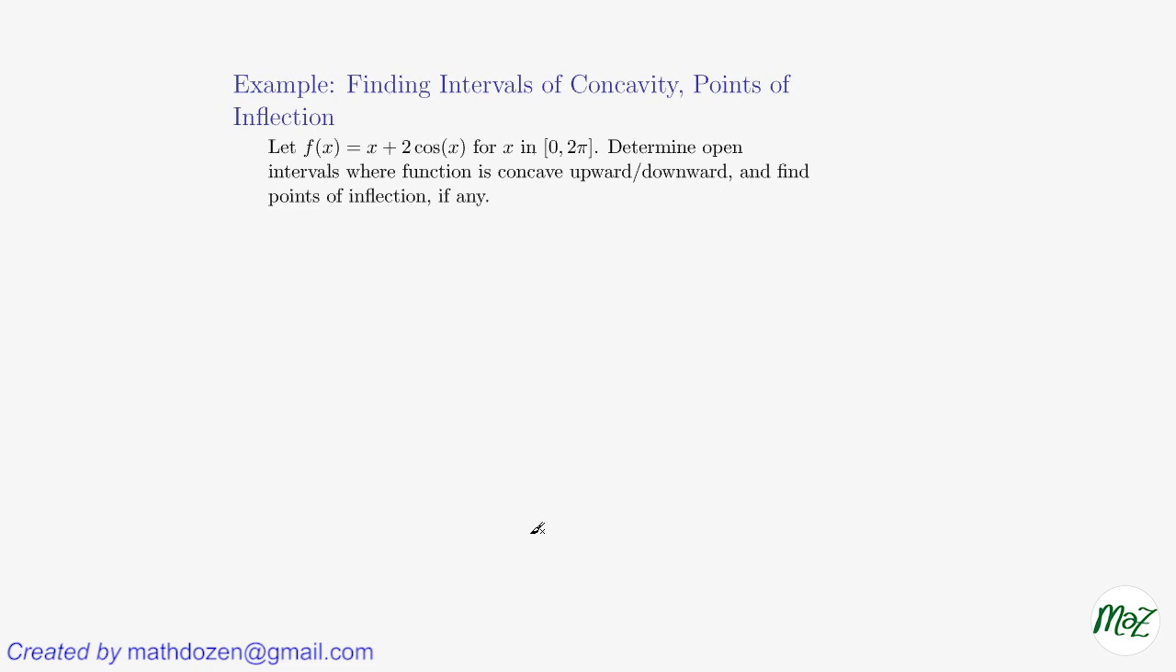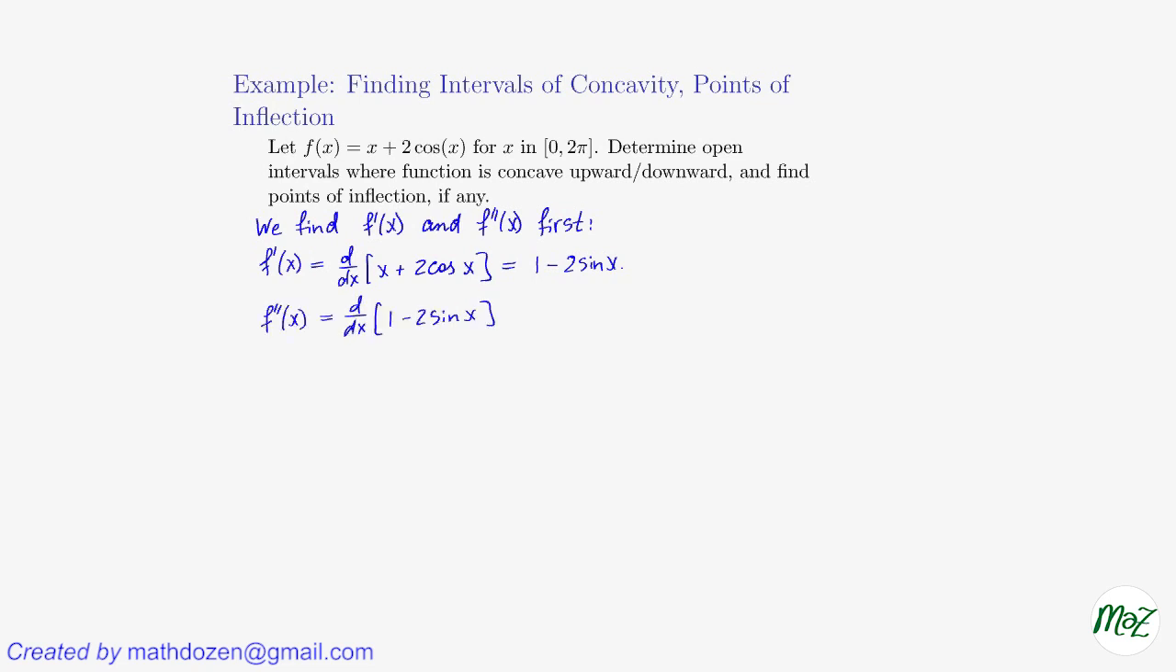Now let's work on this example with the trig function. So let's consider f of x being x plus 2 cosine x for x between 0 and 2 pi. We'll determine the intervals where the function is concave up or down and find any points of inflection. So we'll start by finding the first derivative, which will work out to be 1 minus 2 sine x. Then for the second derivative we figure out that it's negative 2 times cosine x.